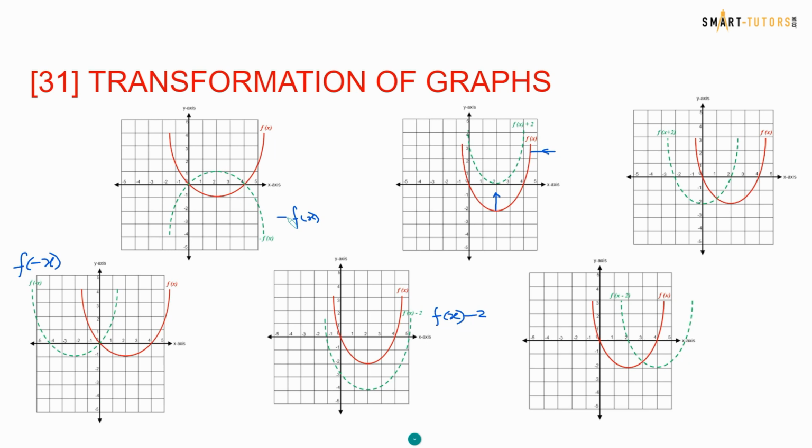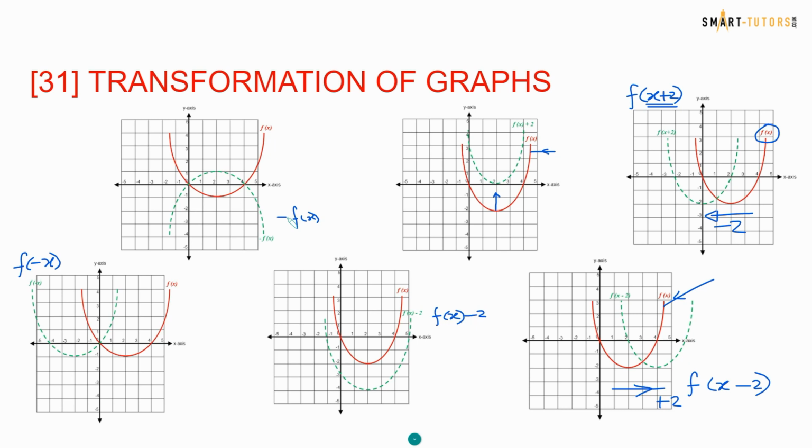The next one: y = f(x) is given and f(x + 2). y = f(x + 2) means the plus 2 is inside the bracket. In that case, the entire graph is going to move 2 units to the left. And this one, y = f(x) is given, which is the red graph, and if it is f(x - 2), you do the opposite: moving 2 units to the right.